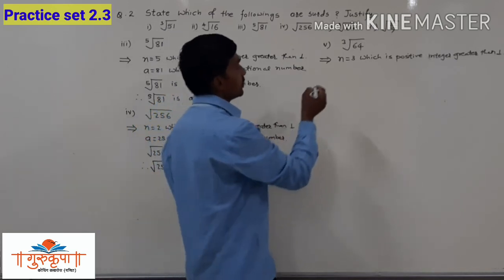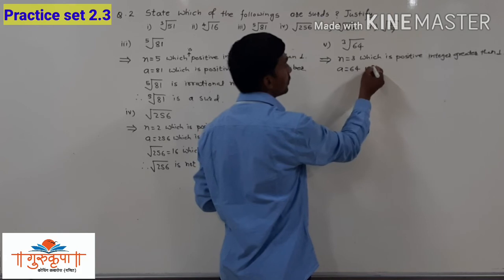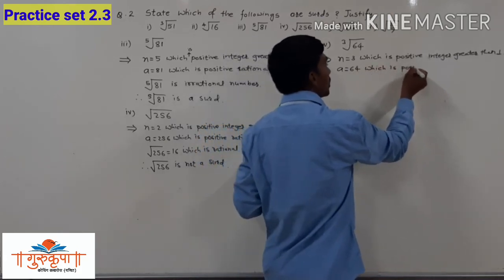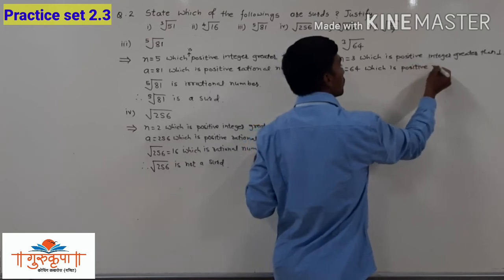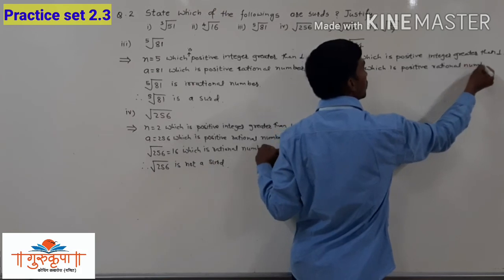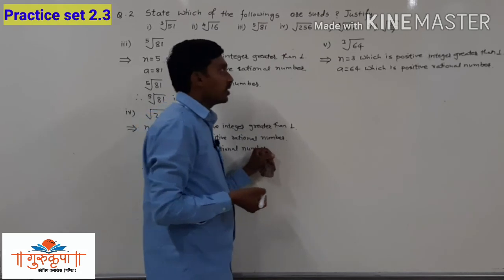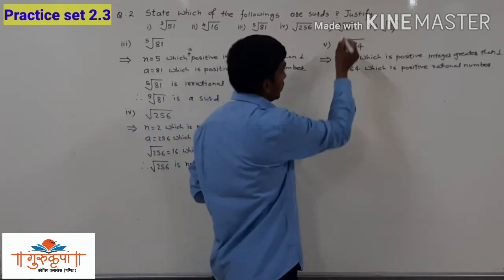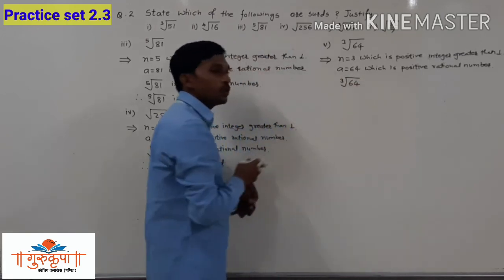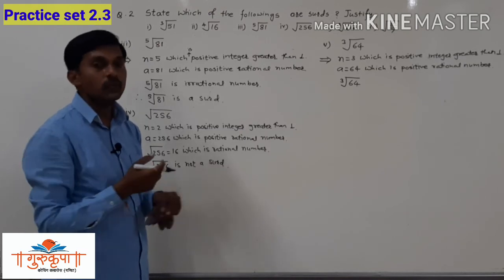First condition is satisfied. A is equal to 64, which is a positive rational number. Second condition is also satisfied. Now we have to check whether cube root of 64 is rational or irrational, and we know that cube root of 64 is 4.